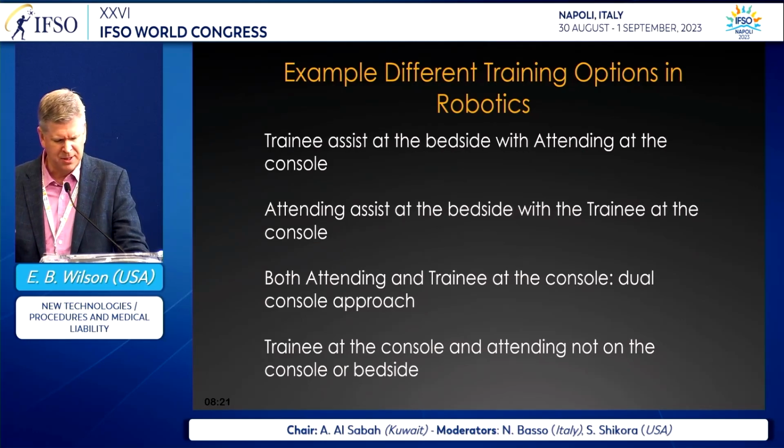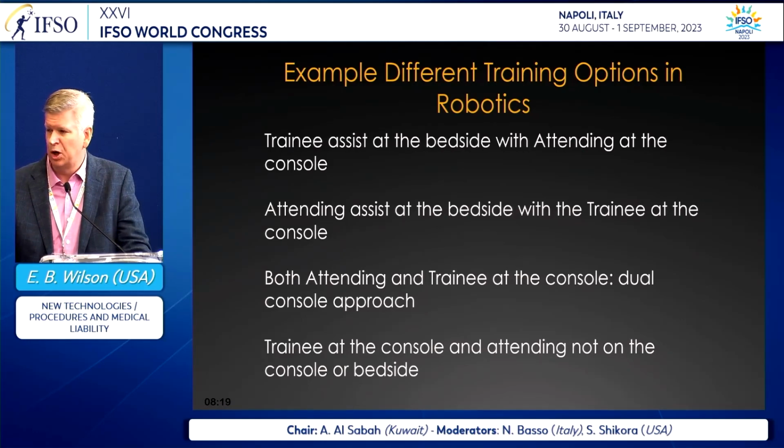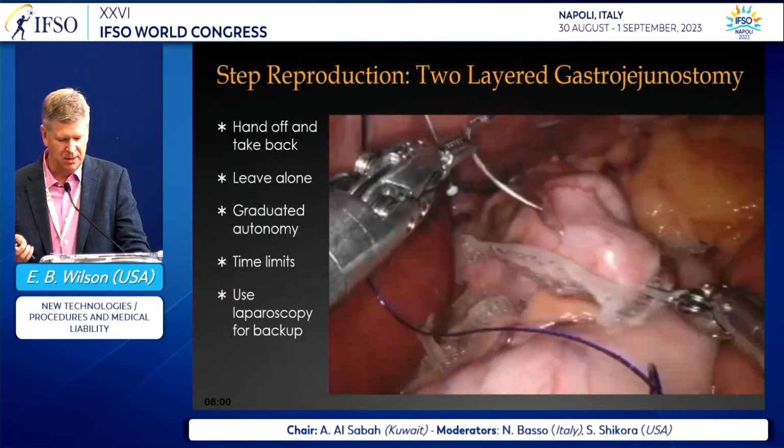With robotics, for example, you can assist and learn and teach in multiple different approaches. You can be at the console, you can be at the bedside, you can both be at the console, you can both be at the bedside if you need to be. So you've got to figure out what role you're supposed to be in when you're learning something, and those roles will evolve as you get more comfortable with utilizing the new technology.